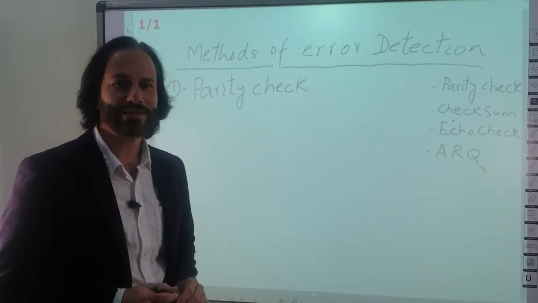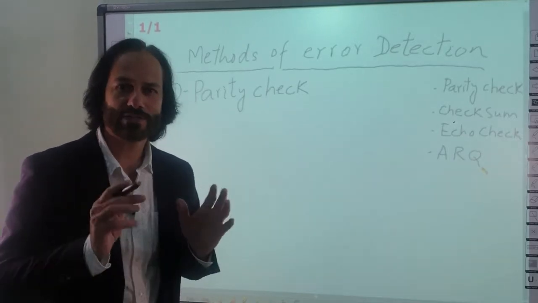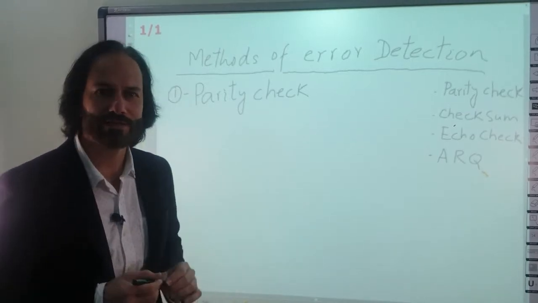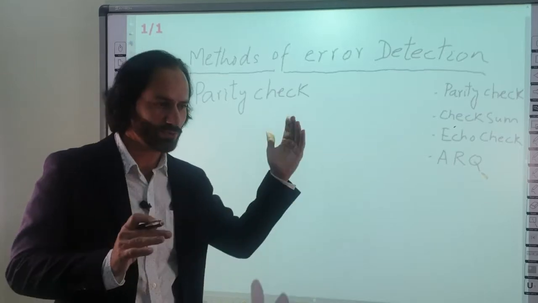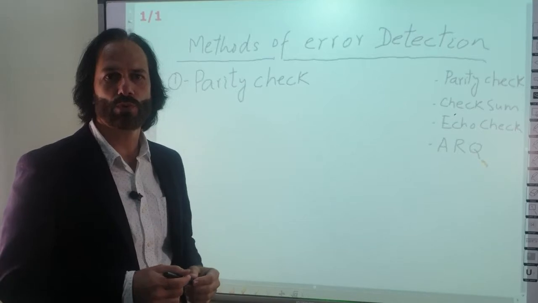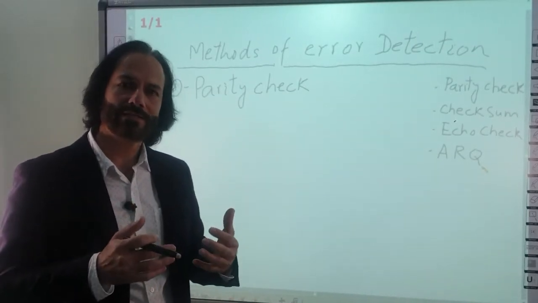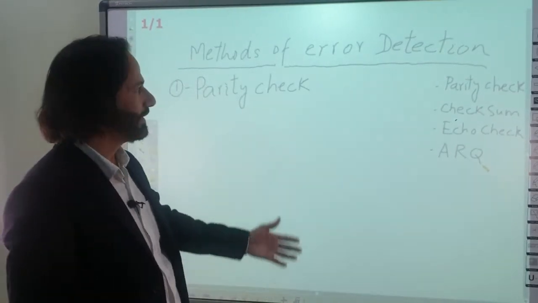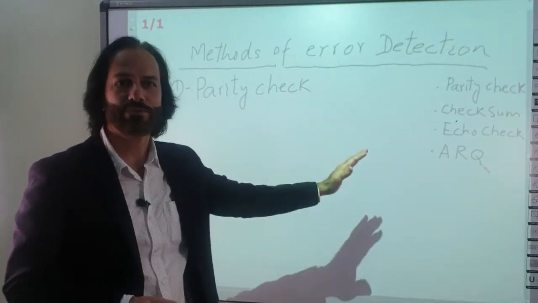Well, today's topic is methods of error detection. So mostly we are concerned with the errors in the transmission when the data is being sent from one computer to other computer or one device to the other device. How the receiving device will come to know whether or not the data is correct. The data is in the same form as the sender has sent. So we will use parity check, checksum, echo check and ARQ.